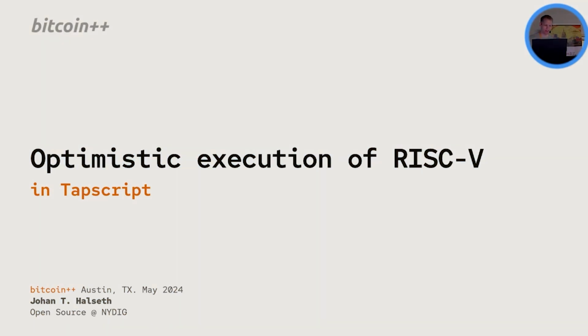I'm Johan. I work at Nighting doing open source work, and I'm going to present to you something I've been working on, and I'm going to explain what it is. So we call it optimistic execution of RISC-V and verified in Tapscript. And this is obviously part of the covenant discussion, since this all gets possible as an effect of having covenants available in Bitcoin script.